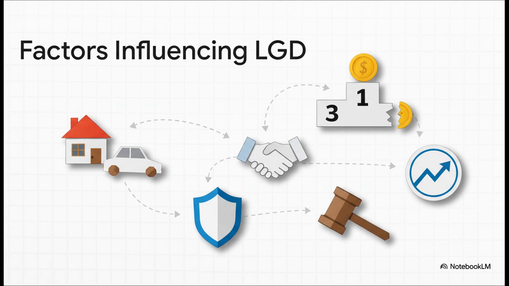And this is so important to understand. Not all debt is created equal. The potential loss changes massively depending on these factors. I mean, is the loan backed by something solid, like a building? That's collateral. Is it a senior loan, meaning you're first in line to get paid back if things go south? Or are you at the back of the line? All of this stuff dramatically changes that recovery rate and, by extension, the LGD.